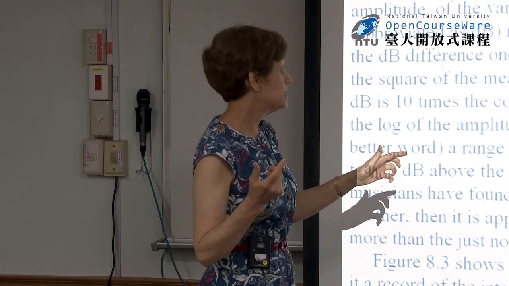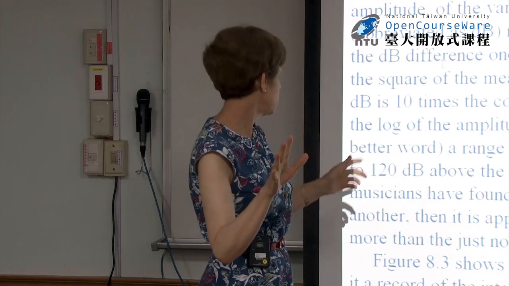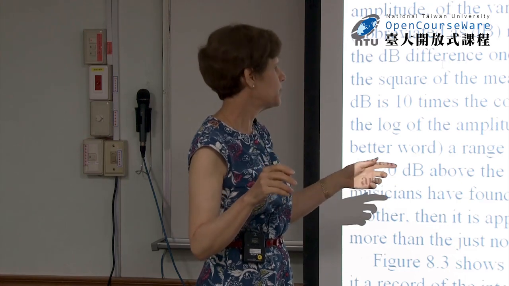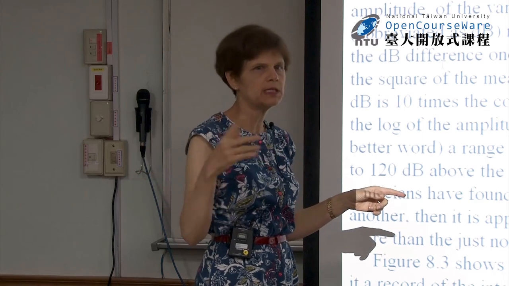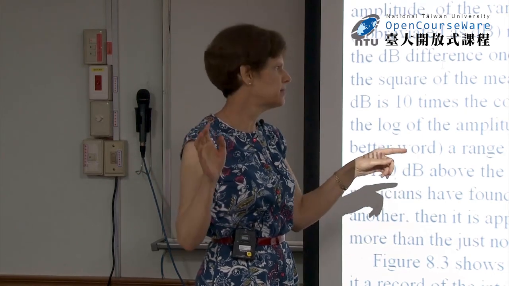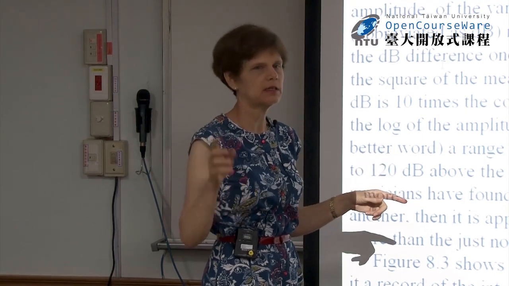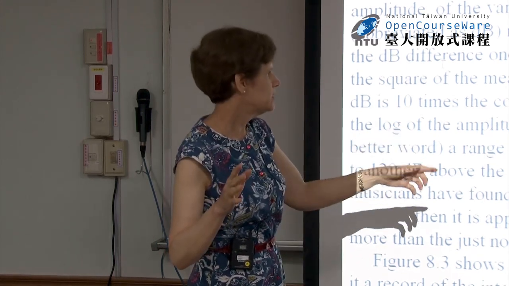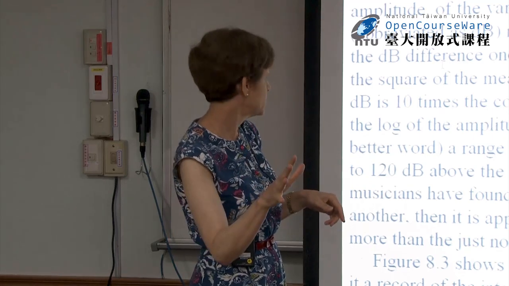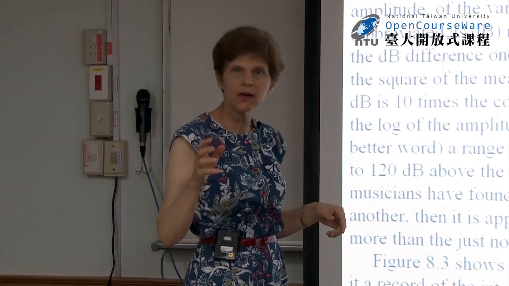When one sound has an intensity of 5 decibels greater than another, then it is approximately twice as loud. We're going to change that a little bit in the tutorial because I checked many sources. These numbers are not as accurate as I think they should be, okay? I think there are more accurate ones. So if a sound has an intensity 5 decibels greater than another, it's about twice as loud.